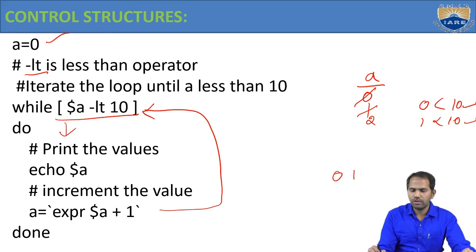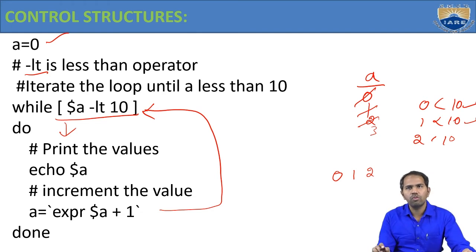The present value of a is 2, and 2 is less than 10. Yes, the condition is true, so it enters the loop again. Echo $a prints 2. Then increment a, 2 plus 1, and now it is updated to 3. Like this, the next value of a is 3. It checks again, moving back to while. The value 3 is less than 10. Yes, the condition is true. It enters again and prints a, whose value is 3.